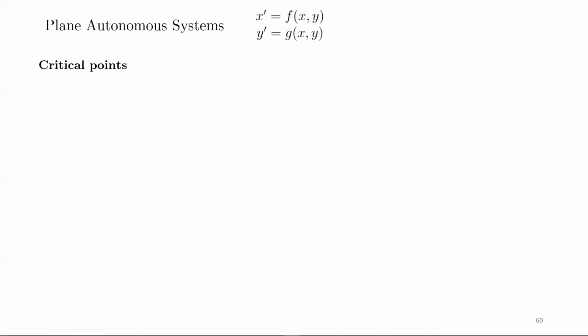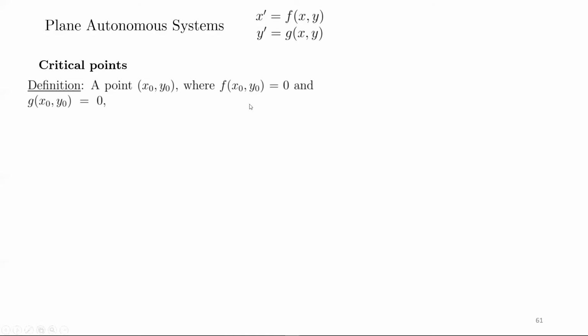Okay, so recall in that previous example, (0, 0) was what we were calling an equilibrium point. But another name for these points is critical points. A point (x0, y0) is a point where the function f(x0, y0) equals 0 and g(x0, y0) equals 0, where f is the right-hand side of the differential equation for x, and g is the right-hand side of the differential equation for y.